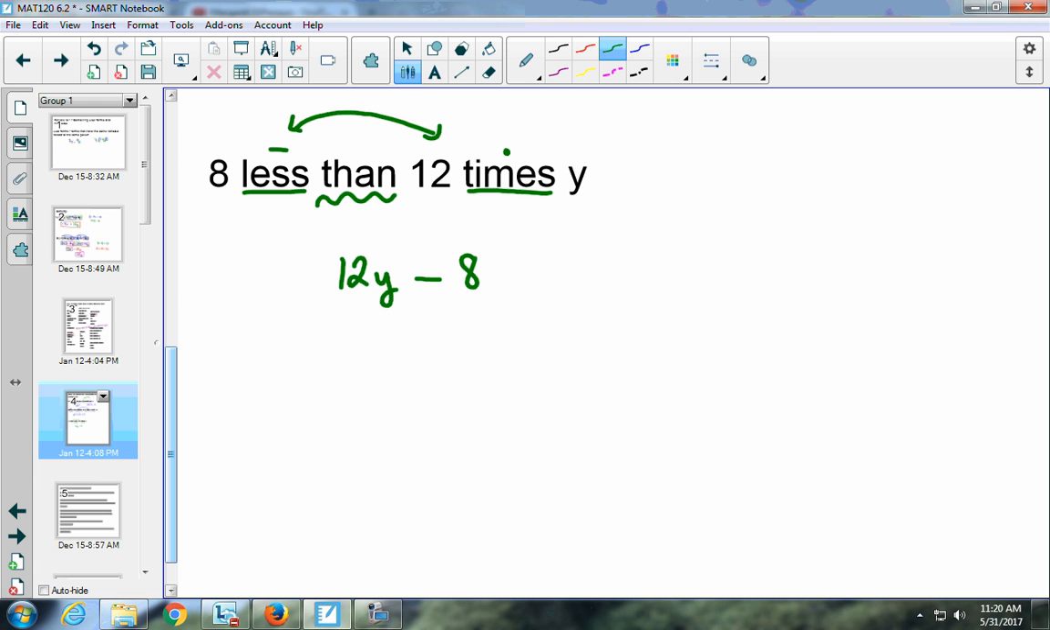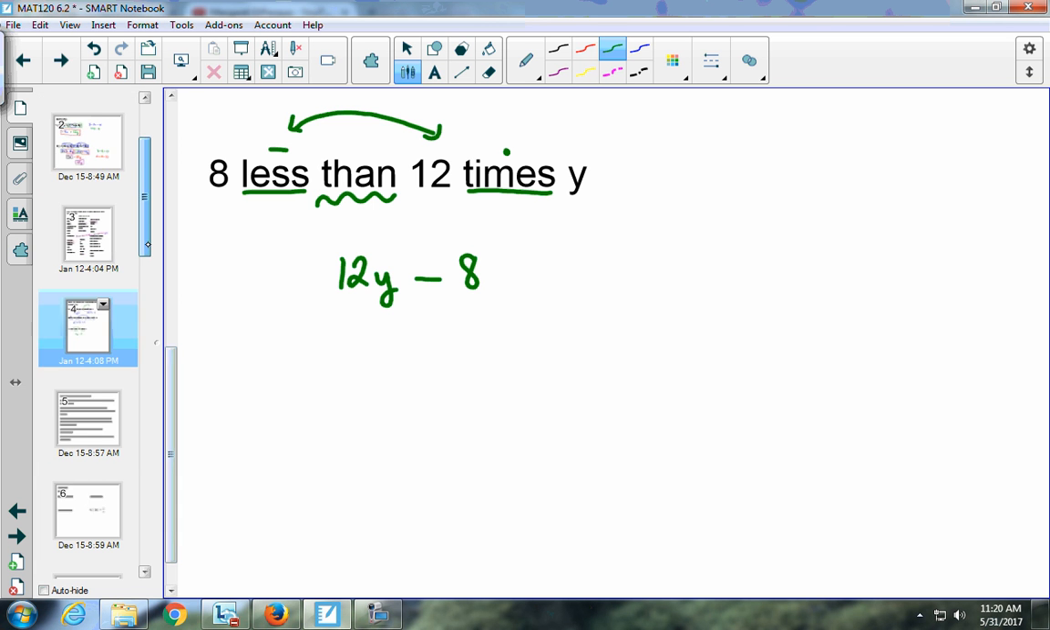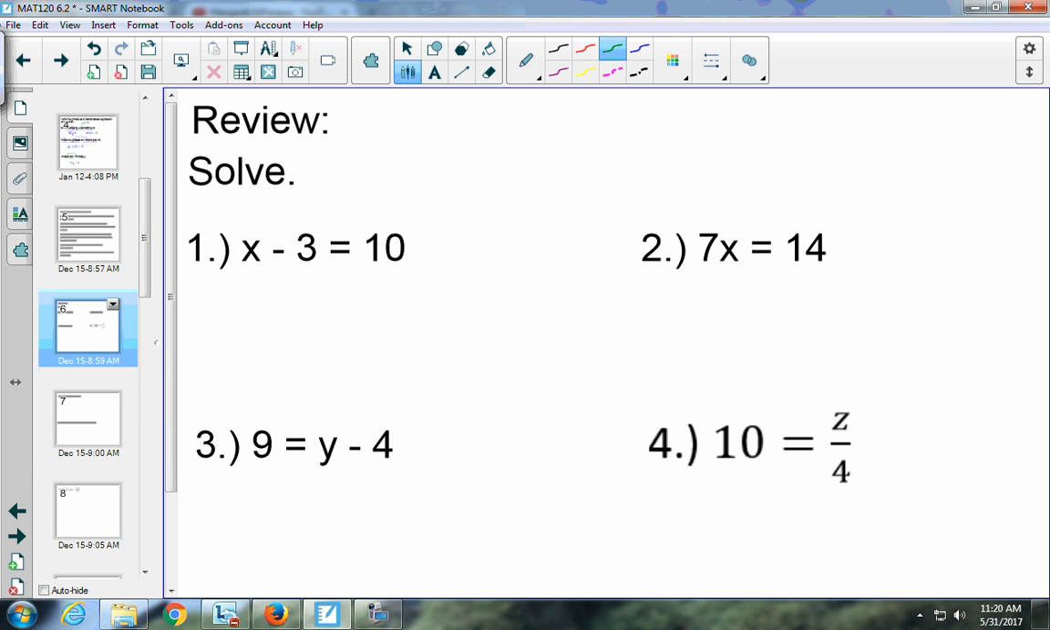The next thing that we're going to do is talk through how to solve some linear equations. And in this video, we're only going to look at one-step equations. In class, we'll look at some more complicated ones. So for this first equation, x minus 3 equals 10. My goal is to get x by itself, so I need to undo that subtraction. And to undo subtraction, I use addition. So I add 3. Whatever I do to one side of the equation, I have to do to the other side. So I will end up with x equals 13.